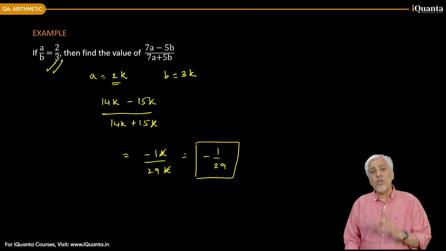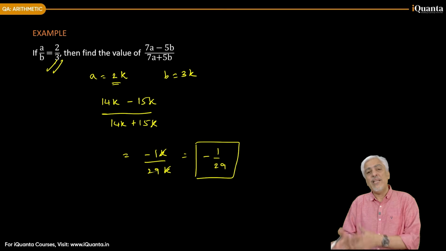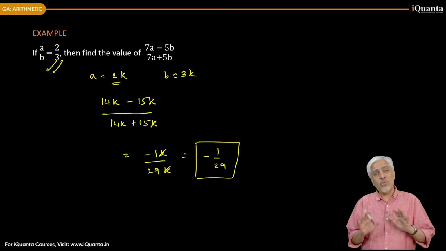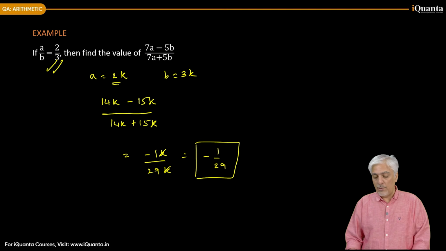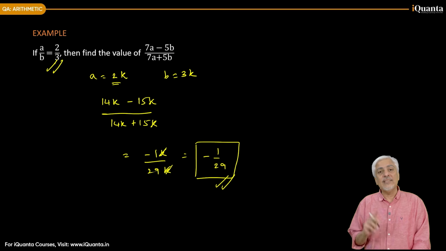k cuts out and we get negative 1 upon 29. This method, a lot of people say, sir, I can put a as 2, b as 3 also. Yes, most of the times you will get the right answer. But that one catch where the examiner wants to trap you, he can trap you. So only if the k cuts out, you know you've got a whole number answer. If the k was not cutting for some reason, then you can't get an answer. That's very important.